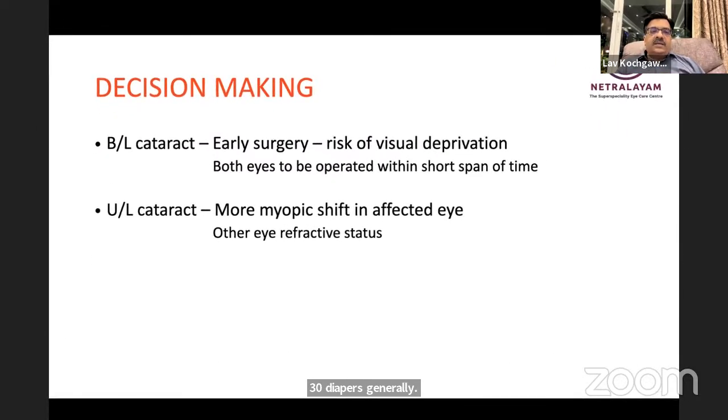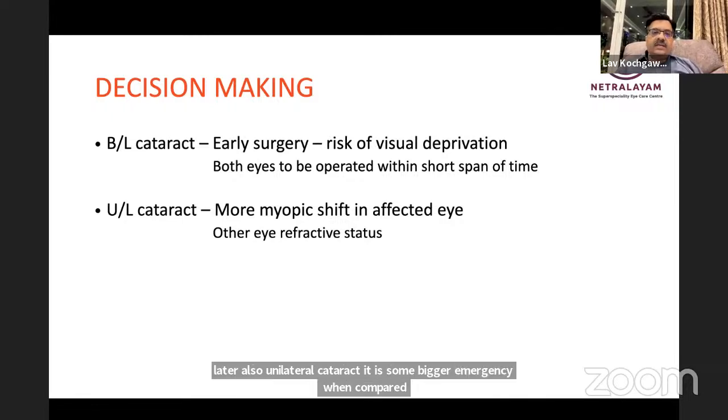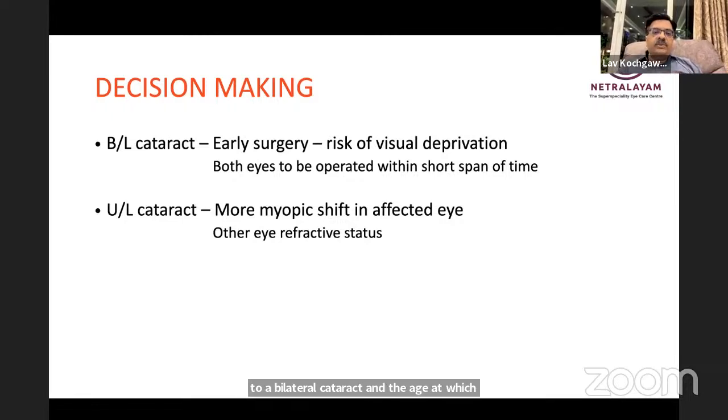Bilateral cataract again needs early surgery. By early surgery, what we mean is the earliest we can do is around 3 months of age. It should not be delayed beyond that because of the risk of visual deprivation. What I generally prefer is to space both eyes around 1 week apart, but it can be done 2 to 3 weeks later also. Unilateral cataract is a bigger emergency compared to bilateral cataract, and the age at which the child has to be operated can be a little earlier also.